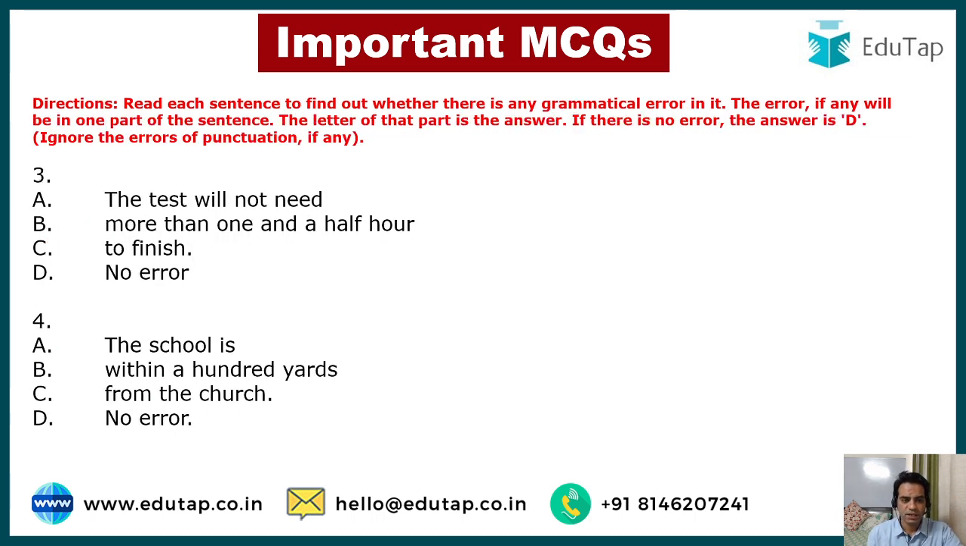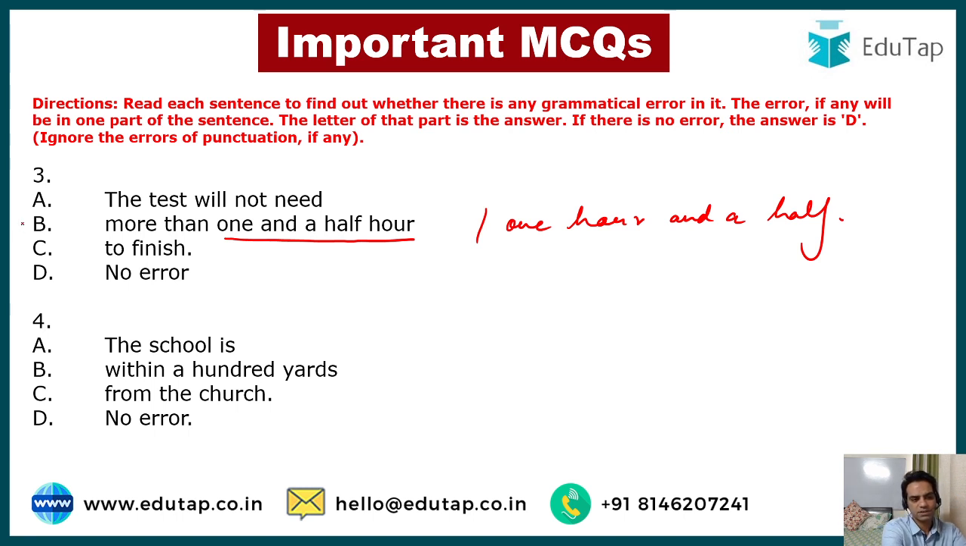Question number 3. The test will not need more than 1.5 hours to finish. Yes, guys. Can you find the error? Guys, I have found my error. This is a mistake we have been making since we were kids. We use 1.5 hours. This is absolutely wrong. This should have been 1 hour and a half. So this is how it is supposed to be used. Either it could have been 1.5 hours or it should have been 1 hour and a half. It cannot be 1.5 hours. So that is where you go wrong, and this is what we need to understand, guys. The error was in part B.